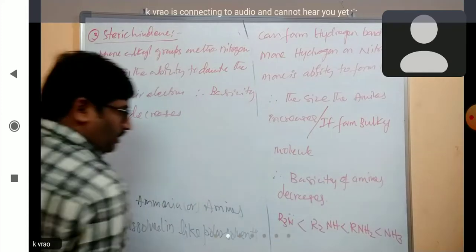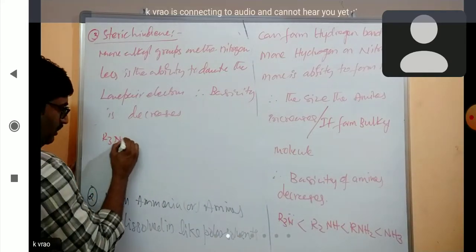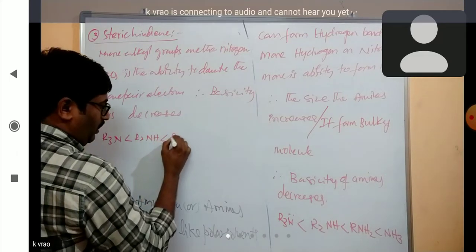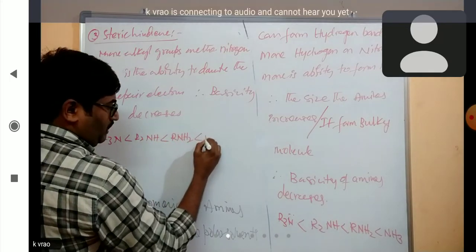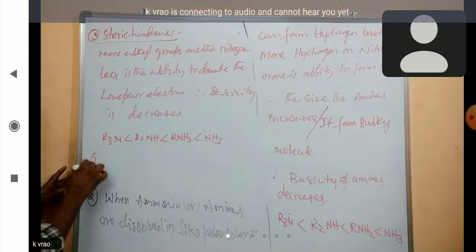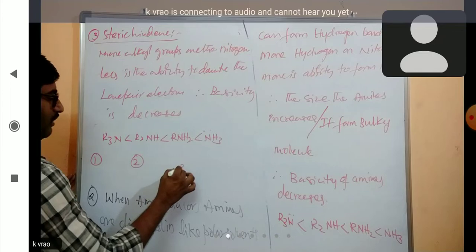So here also what we take is R3N is smaller than R2NH is smaller than RNH2 is smaller than NH3. Now factor 1, factor 2, factor 3.